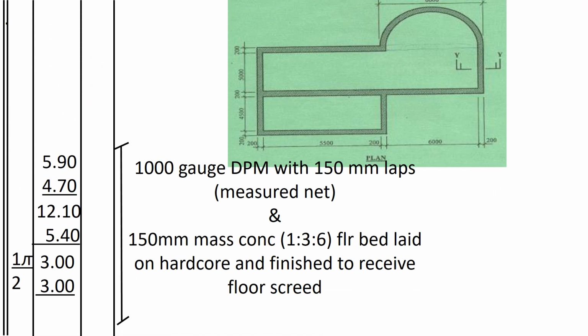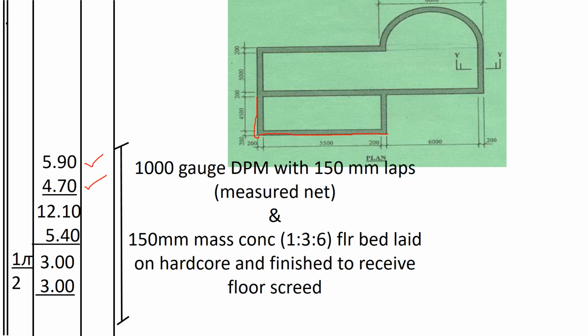We shall go to DPM. DPM with 150 millimeters laps. DPM is usually done even on top of the walls. So we shall find the area of the three parts including the walls. So we start with the small rectangle. For the small rectangle we shall take 200 plus 5,500 plus 200. We get 5,900. Then we go to the width, 4,500 plus 200, 4.7.